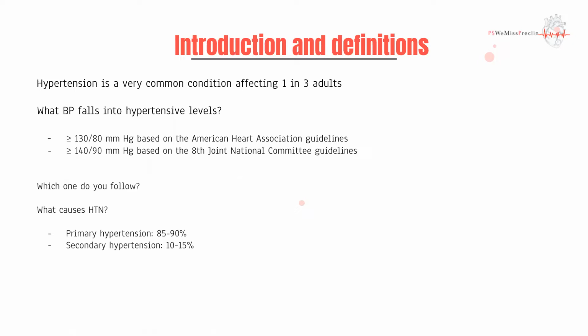Now, there's been a bit of a debate over the past few years. Traditionally, the world has followed the guidelines set out by the American Heart Association, which until a few years ago had 140 on 90 as the threshold. Recently, this has been dropped to 130 over 80, and therefore, this is what I would recommend going with. However, it's still worthwhile knowing that many other associations like the Joint National Committee still have 140 on 90 as their cutoff for hypertension.